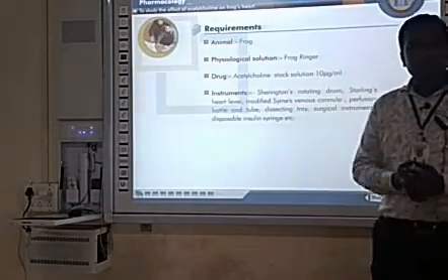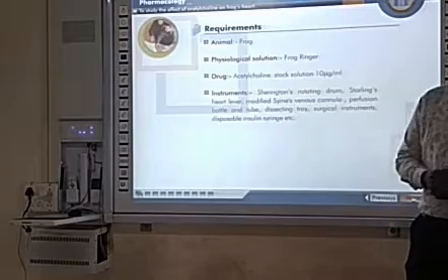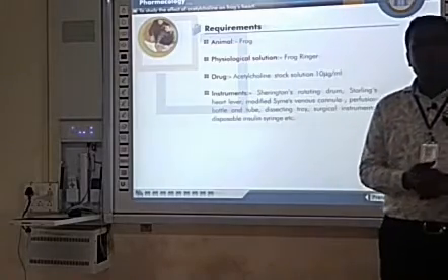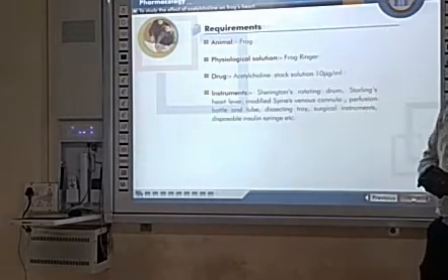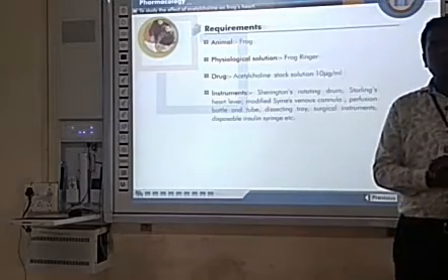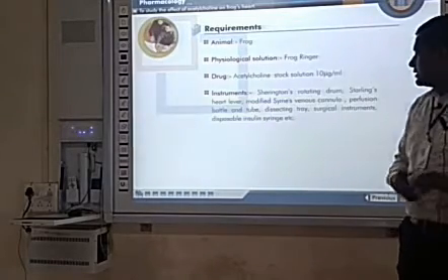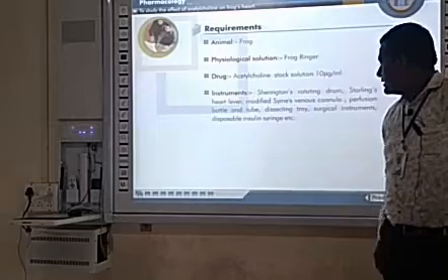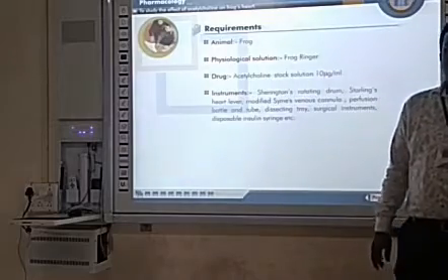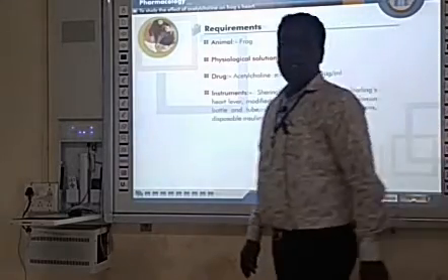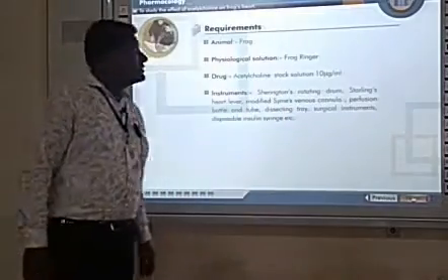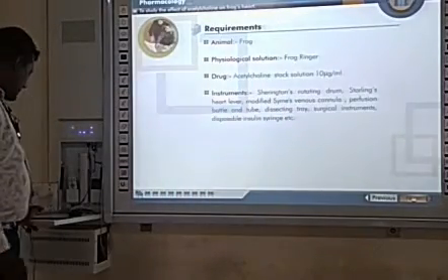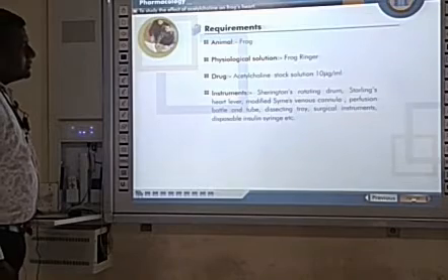Then instruments, that is Sherrington rotating drum, Starling heart lever, modified Sims cannula, perfusion bottle tube, also known as Mariotte's bottle, dissecting tray, surgical instruments, and disposable insulin syringe. So these are the requirements for today's practical.